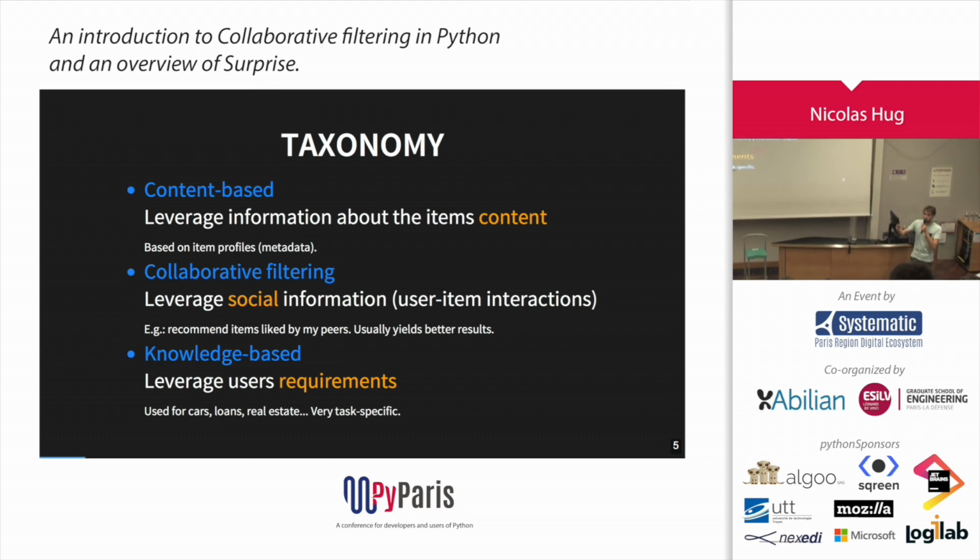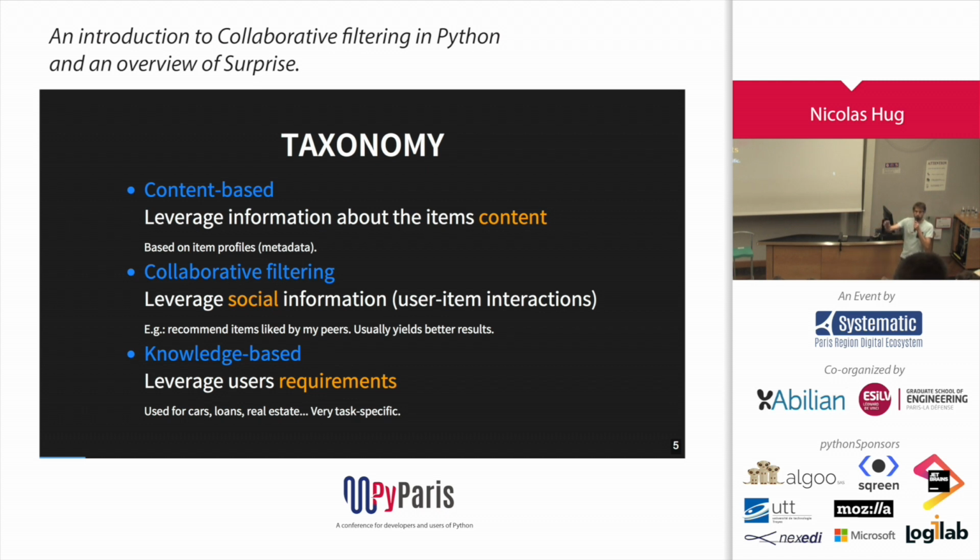If you're recommending movies, you can represent your items by the actors playing, the film director, the movie genre, etc. And you will try to match a user profile to a given kind of movies. So if you have a science fiction fan, you will try to recommend science fiction movies to this person. This works okay, but we usually prefer to use collaborative filtering techniques.